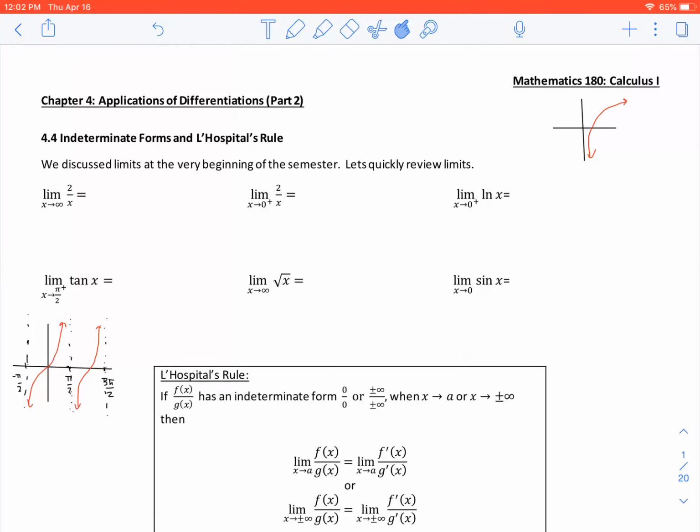This is Chapter 4, Part 2. Section 4.4 is indeterminate forms and L'Hopital's rule. So really quick, this is on Unit 3 now, so on our third exam.